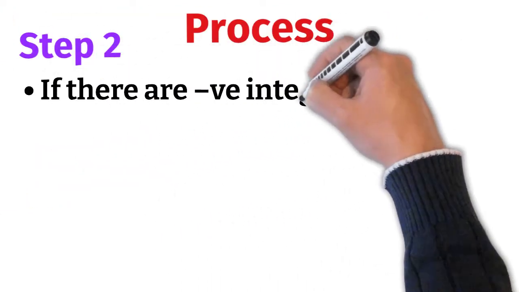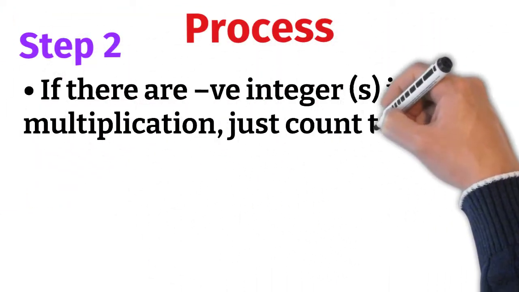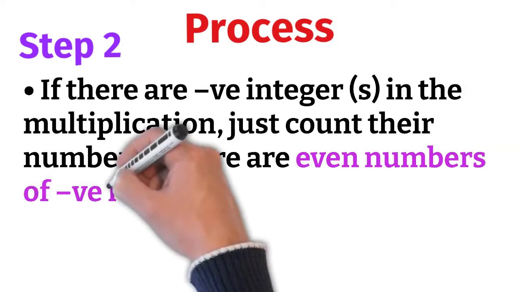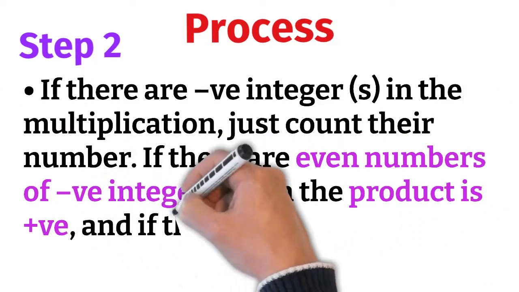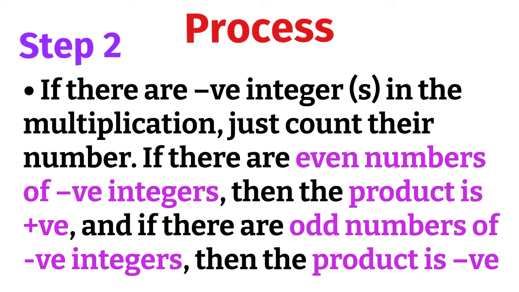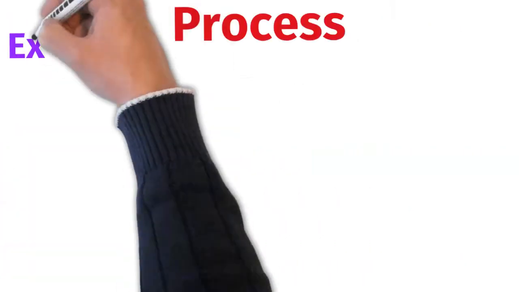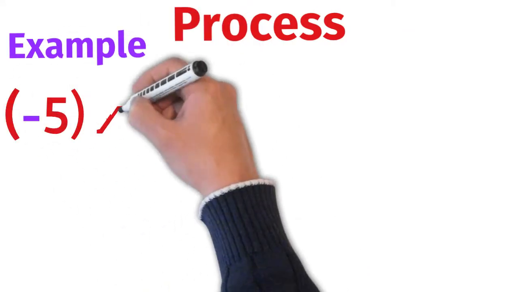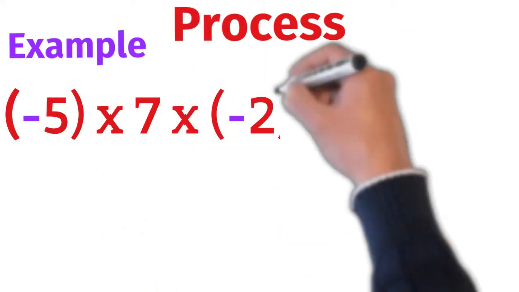If there are negative integers in the multiplication, just count their number. If there are an even number of negative integers, then the product is positive. And if there are an odd number of negative integers, then the product is negative. That's all. For example, -5 into 7 into -2.